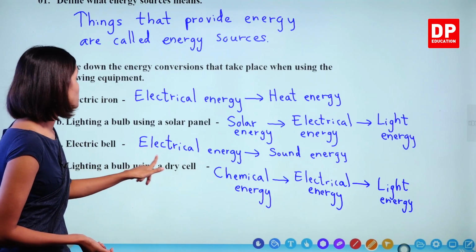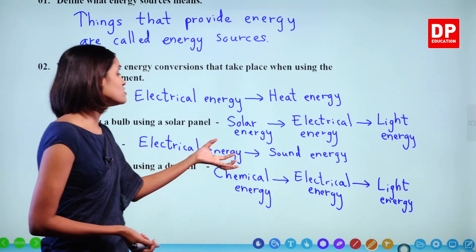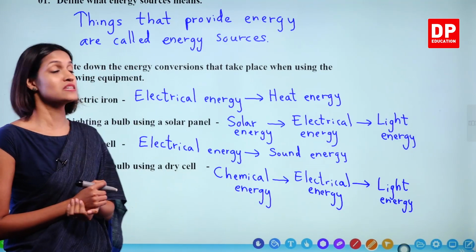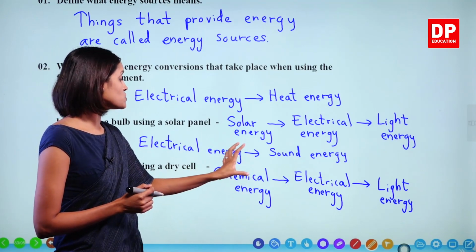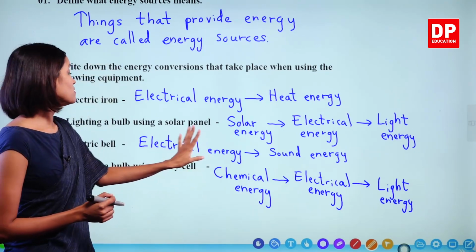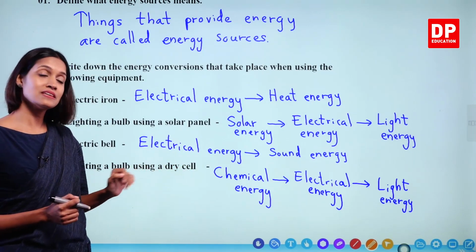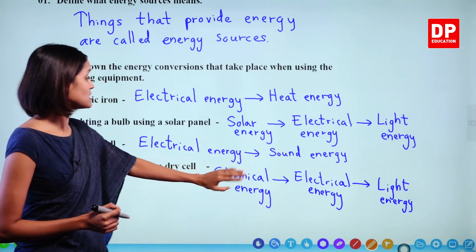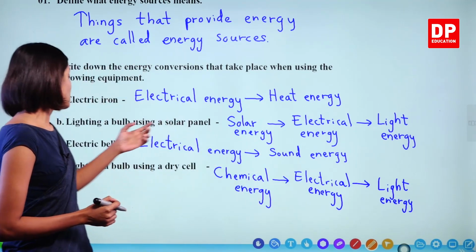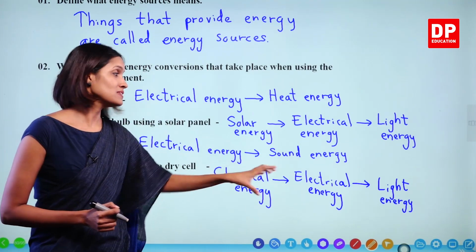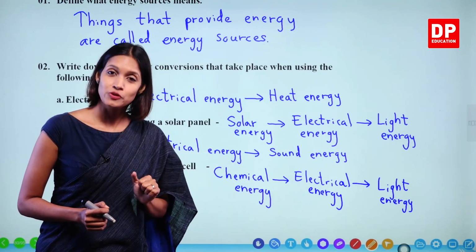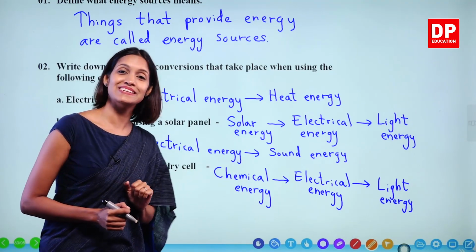So light in a bulb using a dry cell. The type of energy stored in these dry cells is chemical energy because there are a lot of chemical substances. Because of the reactions between these different chemical substances, electricity is generated. Therefore, when we generate electricity using dry cells, first chemical energy is converted to electrical energy. And when we light a bulb using that dry cell, that electrical energy is again converted to light energy. Okay, children, I hope this part is clear.